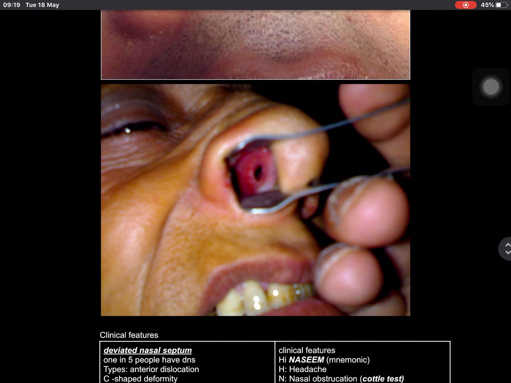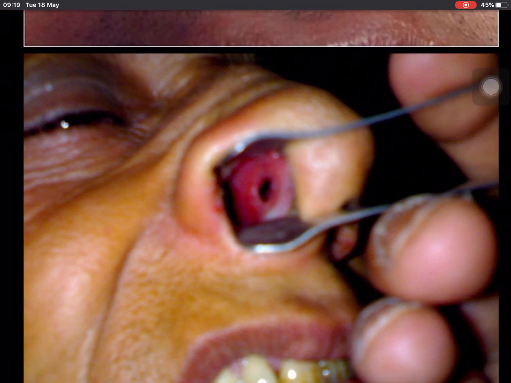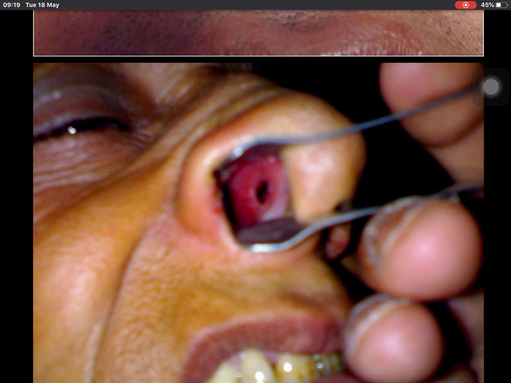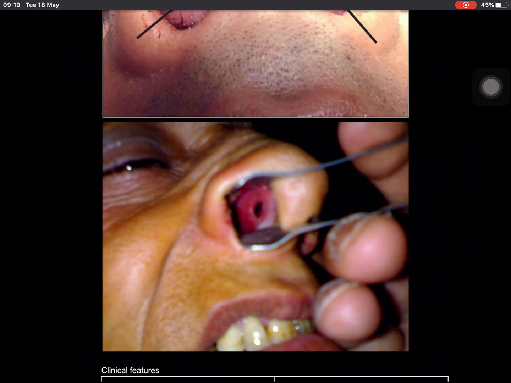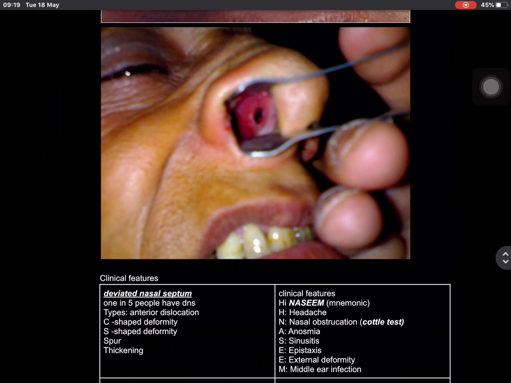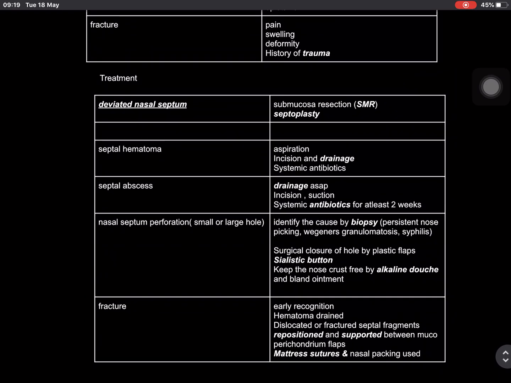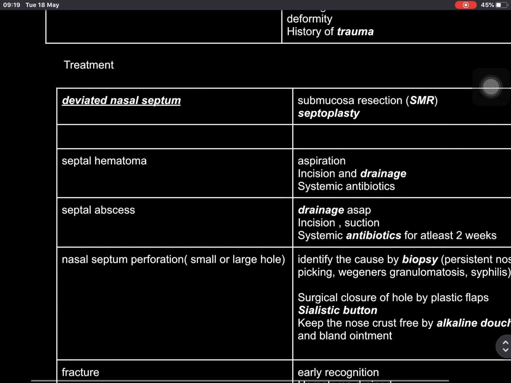And this is septal perforation. So there's a hole, you have to close up the hole. For that we use a Styastic button, which just fits inside of it. We'll see the treatment in detail. So deviated nasal septum correction surgery is called septoplasty or SMR, submucosal resection.